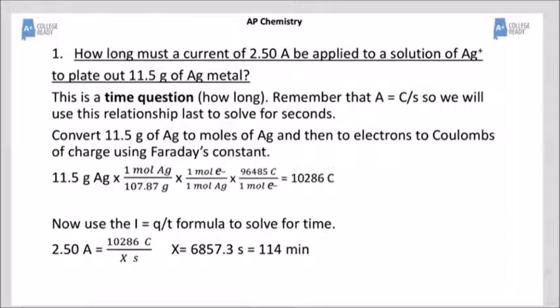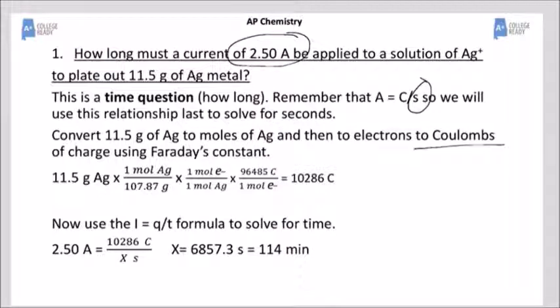Now this is a time question. So again, since we're given amps, that is where our time unit is going to come in. So that's really a calculation we'll have to do at the end to answer that question. What we really need to know is, based on how much silver is expected to be plated out and the electrons involved, how much charge is going to be involved. So we really need to focus on finding these coulombs.